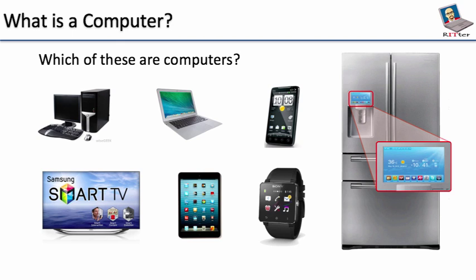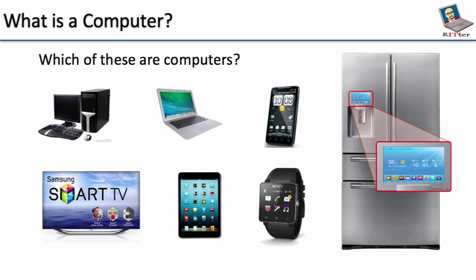Obviously there's a traditional PC and a laptop. They're probably relatively easy questions. There's a smartphone, a tablet, a smartwatch, a smart TV, and all sorts of devices like fridges and all sorts of these things now also getting the smart tag. So what does that mean? Are they all computers or are they not computers? Are some of them computers but not all of them?